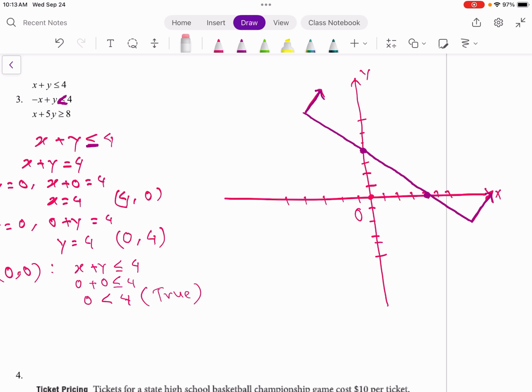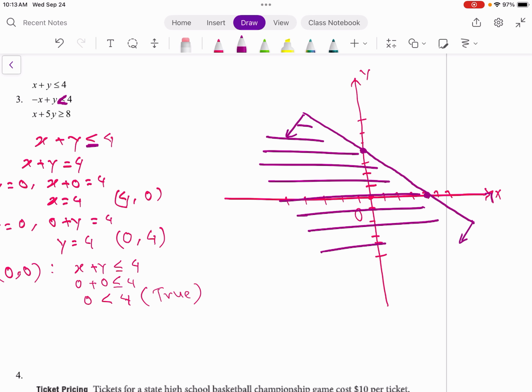Okay, so now we said in the other region, every point towards the origin is solution, and we said this. So all these points below the line are the solution for this inequality. Now let's do the similar thing for our second inequality.